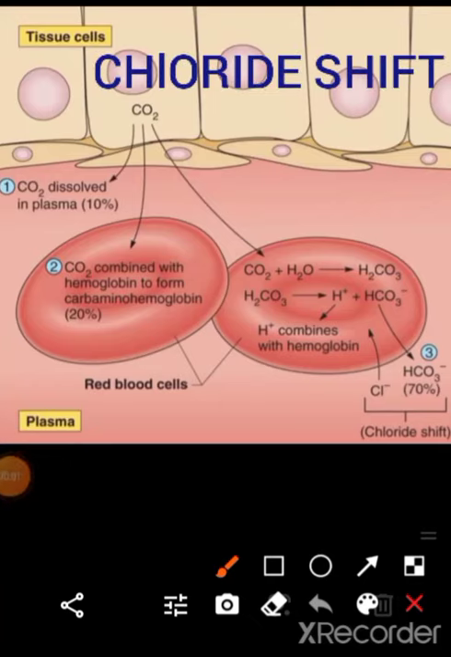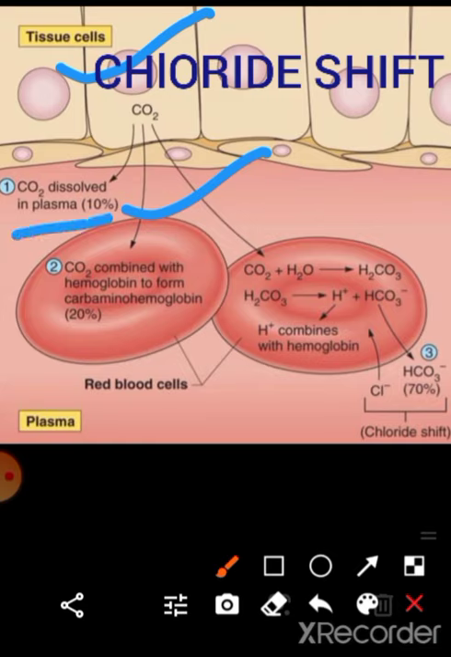So today's topic is about the chloride shift. So we know that the carbon dioxide in gaseous form diffuses from the cells to the capillaries, where it is transported in three different ways. First, it is in the dissolved form, then it is in the bicarbonate state, and third, it is in the carbaminohemoglobin state. Okay. So first we'll discuss the dissolved state.